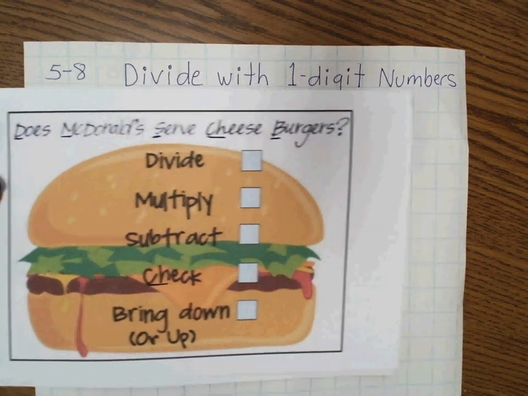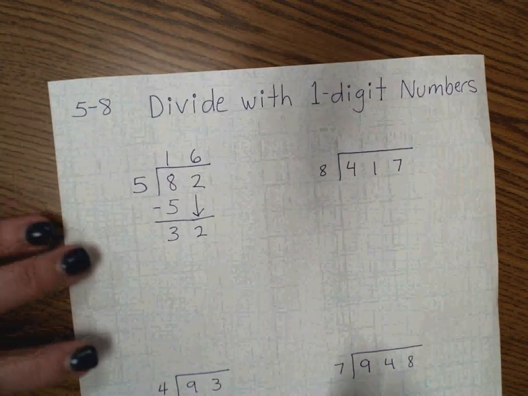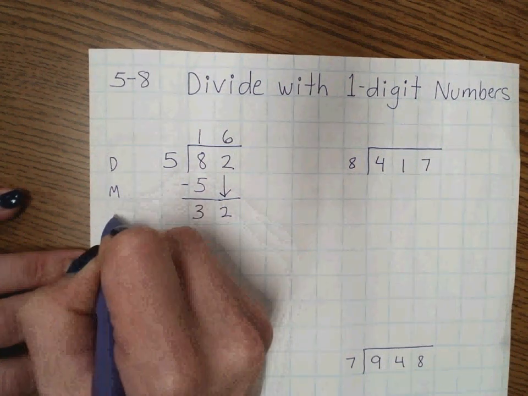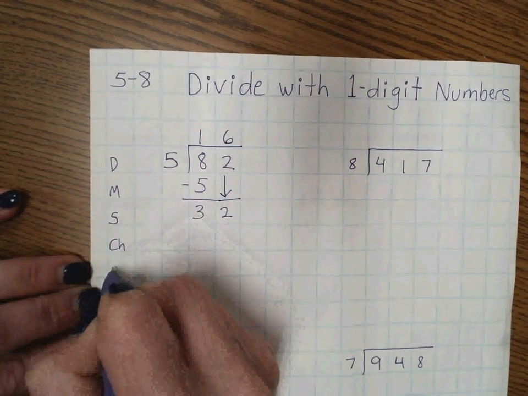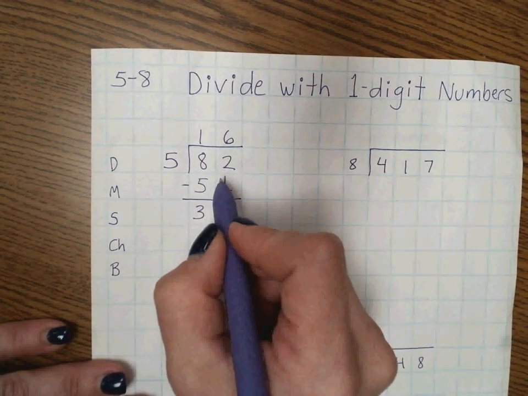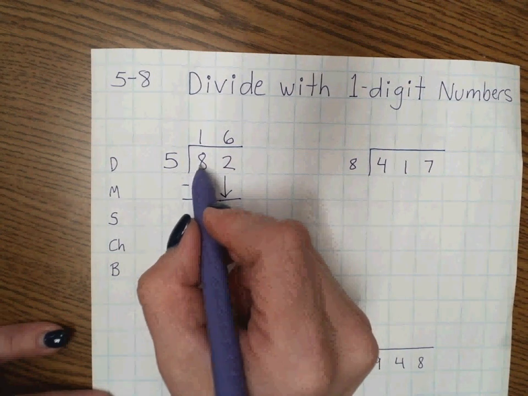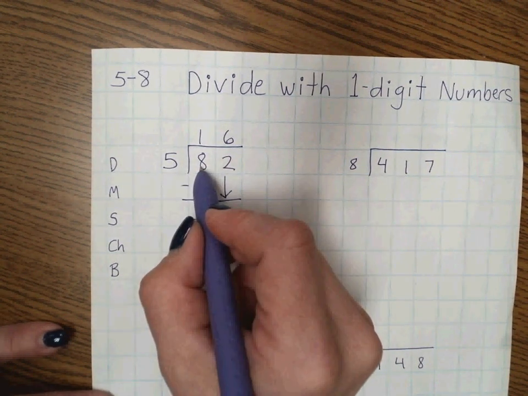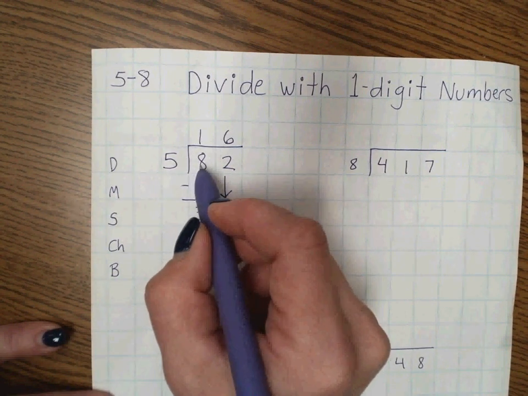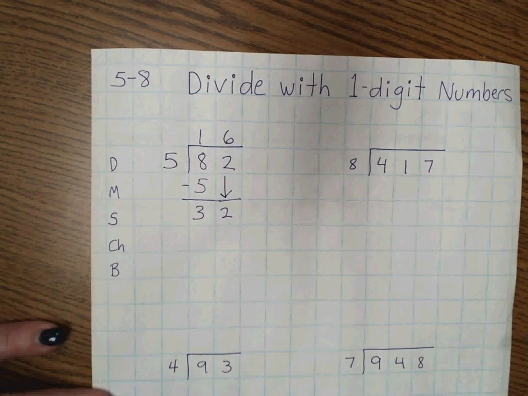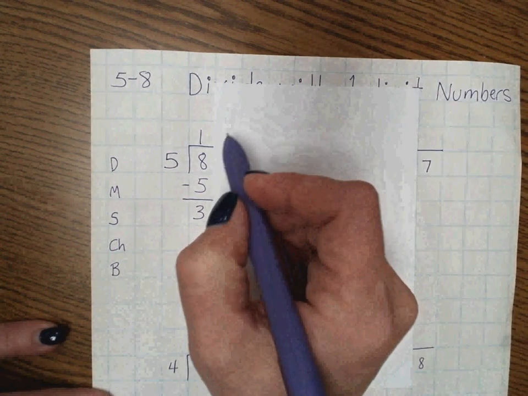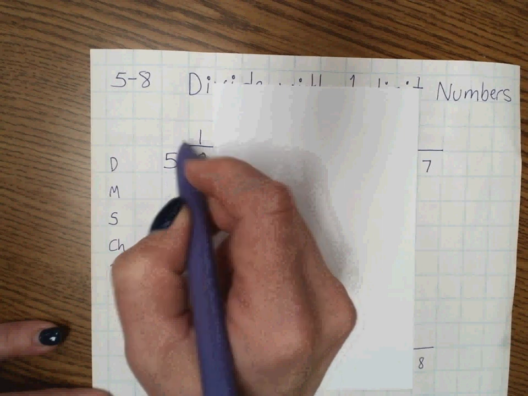So let's try a couple examples. When we're doing the problems in class, we like to write the steps off to the side. Does McDonald's serve cheeseburgers? Okay, so the first step I'm going to take is this, and I had already had this problem partially completed. How many times does 5 go into 8? One time would be 5, twice would be 10, which is too much. So what you want to remember when you're dividing with the standard algorithm, you're only doing one digit at a time. So here, 8 divided by 5 is 1.